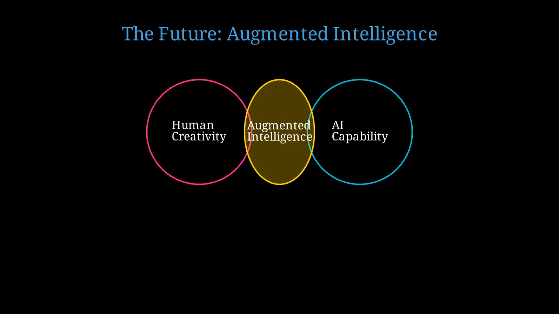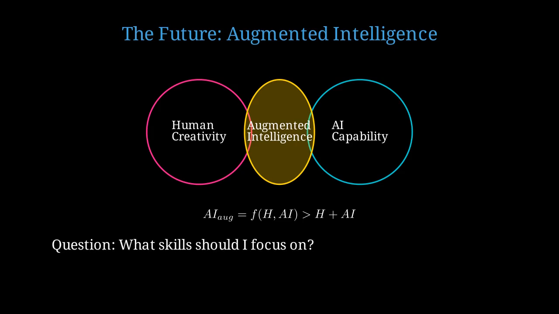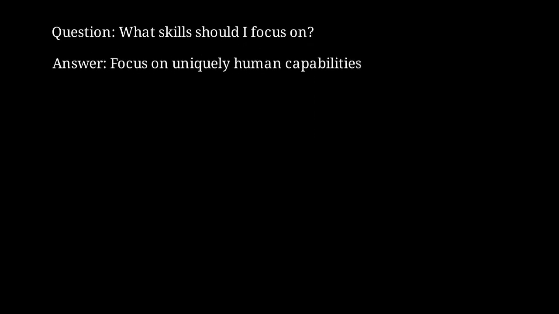You bring strategic vision and creativity. AI brings computational power and pattern recognition. Augmented intelligence is a function of human and AI that exceeds their simple sum. The synergy creates something greater than the parts. You might be asking, what specific skills should I focus on developing? Focus on skills that are uniquely human and complementary to AI.